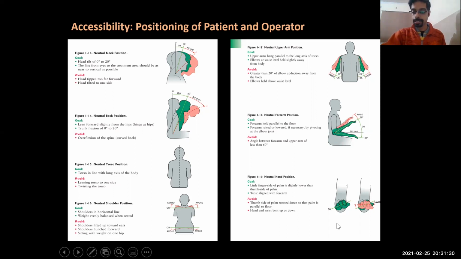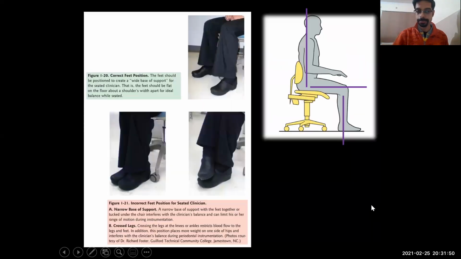The neutral hand position, this is the neutral hand position. That is, the smallest finger should be lower than the index finger. Now, this is a wrong position where the smallest finger is in line with, or it is parallel, or is in the same level to the index finger.